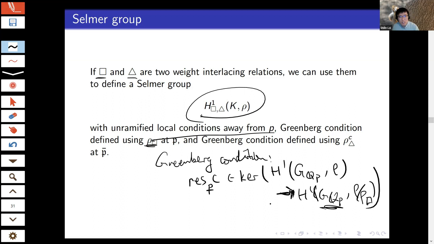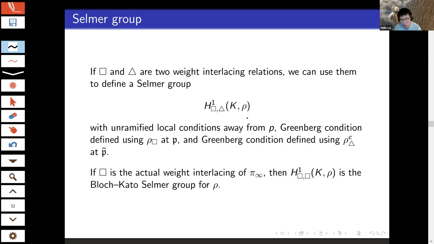And the point is, given rho, we have an archimedean place, and at the archimedean place, we have a weight interlacing. If the square is that interlacing, then this is a Bloch-Kato Selmer group for rho, because it will be the exact Panchishkin condition at P and P bar. So this is a space with arithmetic significance. All the others are variations of similar structure that could be interesting, but without immediate arithmetic significance. This is the one that should relate to L values.